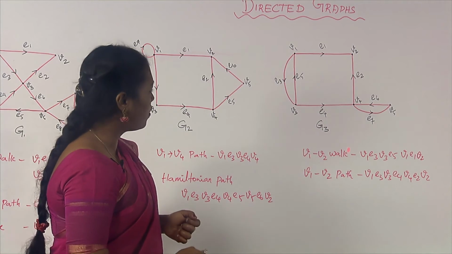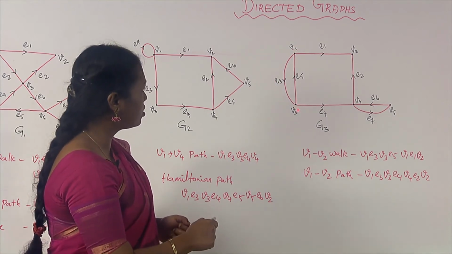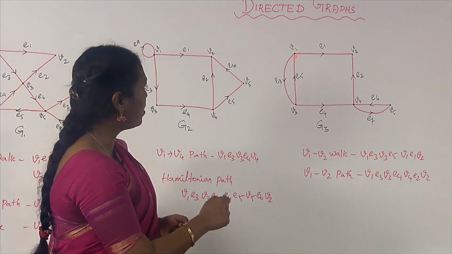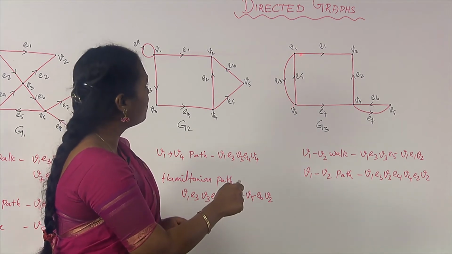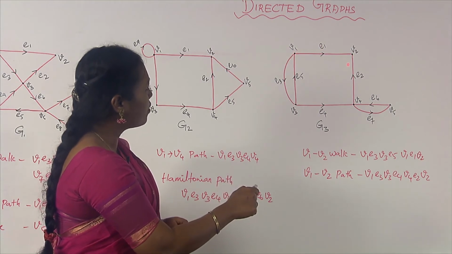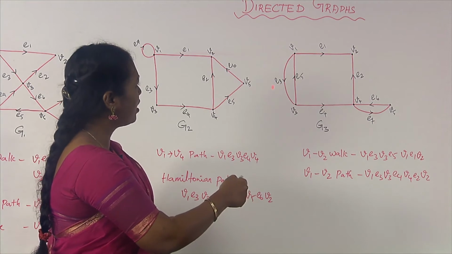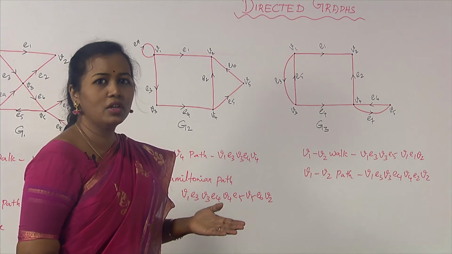Therefore, the V1 V2 walk will go from here. So, V1 through E3 I am going to V3, then from V3 I am going back to V1 through E5. So, I am going like this and then I am going like this, and then back to V1 through E1 I am going to V2. So, instead of going straight like this, I am taking a walk like this and then I am reaching V2. So, this is an example of a walk.